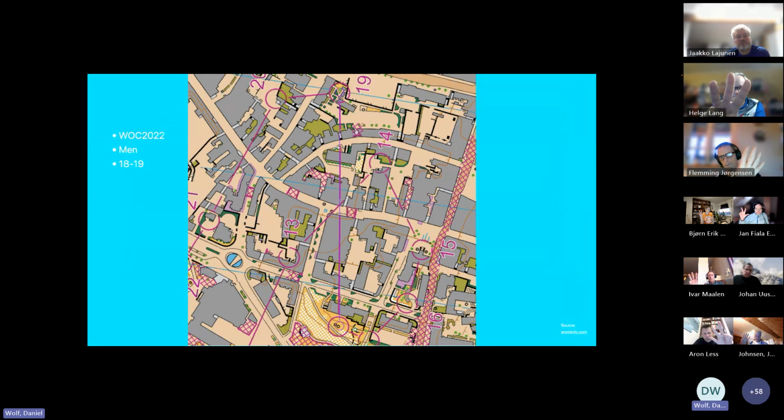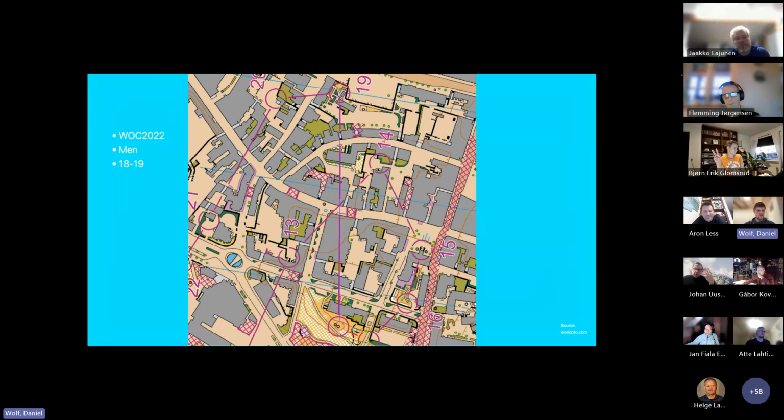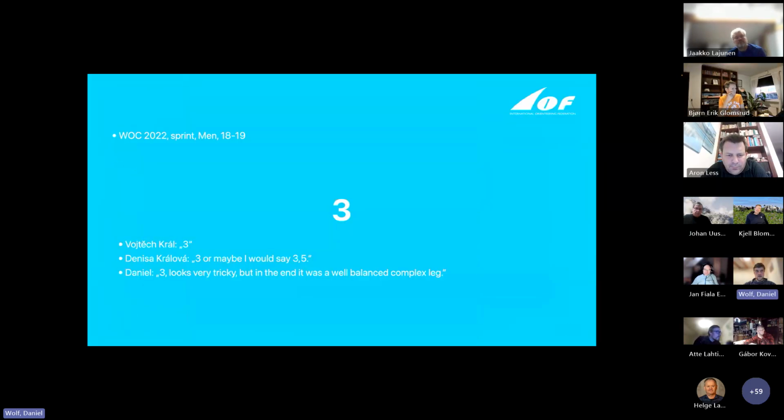So I see votes of 3, 4, 4, 3, 4. Yeah, someone showing something between 3 and 4. Most of you 3. I see also one number 2. Thank you. And I can tell you that we evaluated it as number 3. Denisa, as a woman, said maybe 3.5 for her. It looks tricky, but in the end it was okay, and I think it was a well-balanced leg.